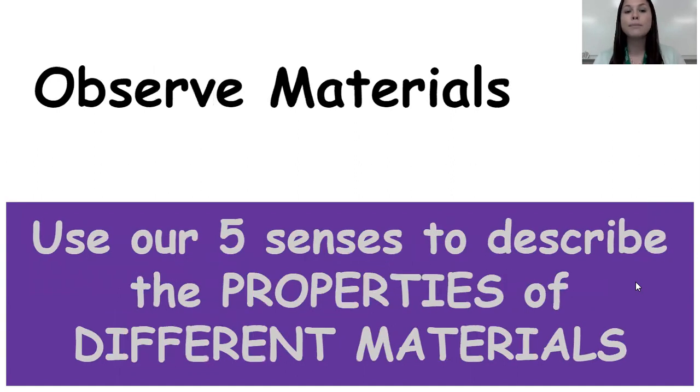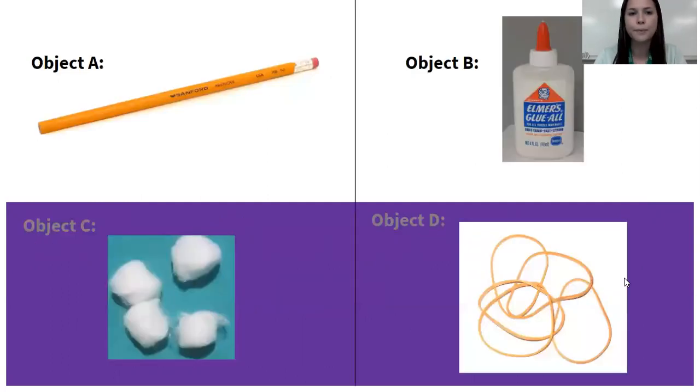Now, to observe materials, you are going to use your five senses to describe the properties of different materials. And remember, I just said, we're probably not using all five. We're going to look and feel something. And then if we need to use the other senses, we can do that too.